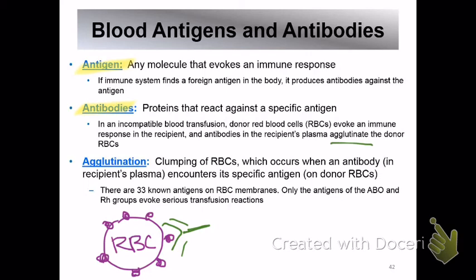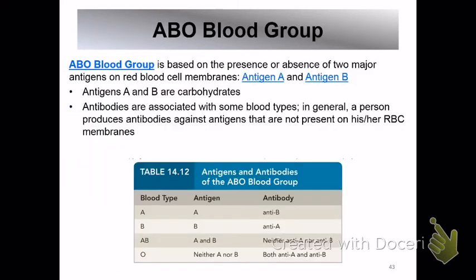Agglutination, that's going to be clumping, which occurs when the antibodies encounter specific antigens. There are 33 antigens on red blood cells, but we really only care about A and B. Only the antigens of the ABO and RH, we care about that one too, group evoke serious transfusion reactions. So there's 33, but we're really focused on 3, A, B, and RH. O is not really one.